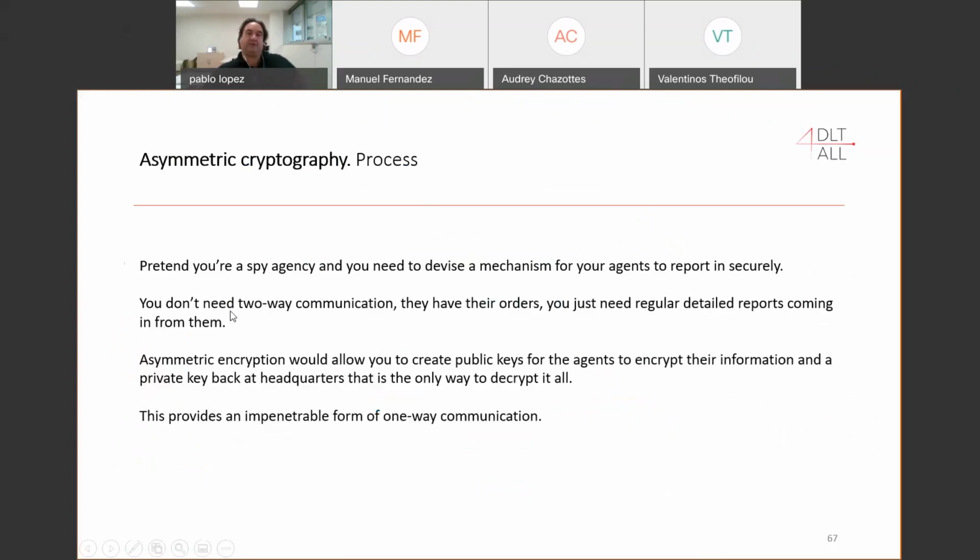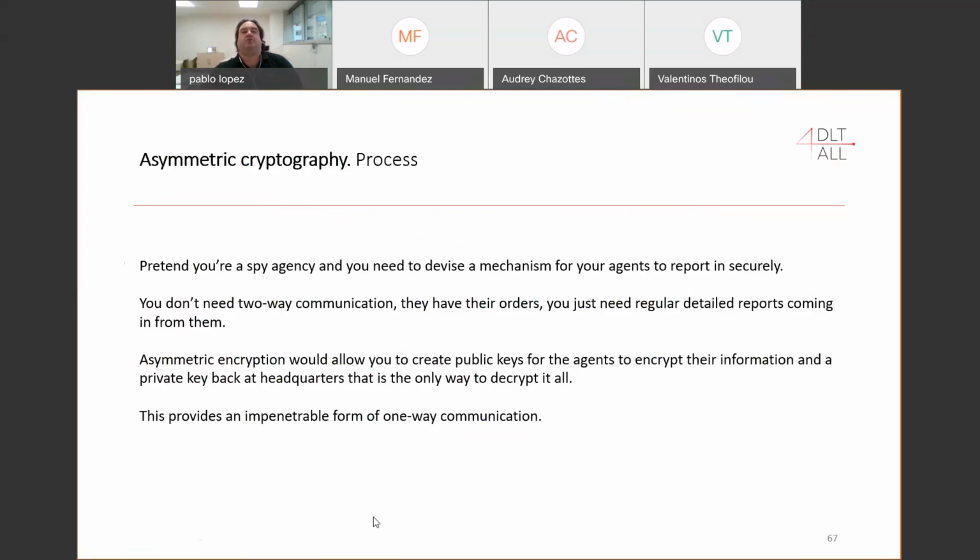Imagine in this process that you are a spy agency and you need to devise a mechanism for your agents to report securely. You don't need two ways of communication. You just need regular, detailed reports coming in from them. Asymmetric encryption will allow you to create public keys for the agents to encrypt their information, and a private key back at headquarters that is the only way to decrypt it. This provides an impenetrable form of one-way communication.